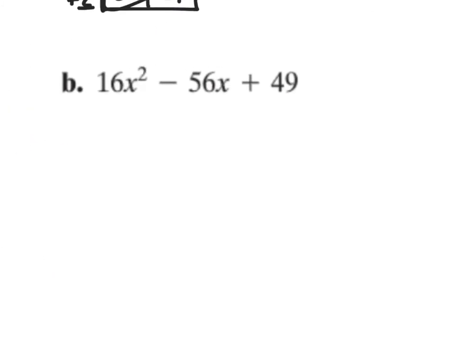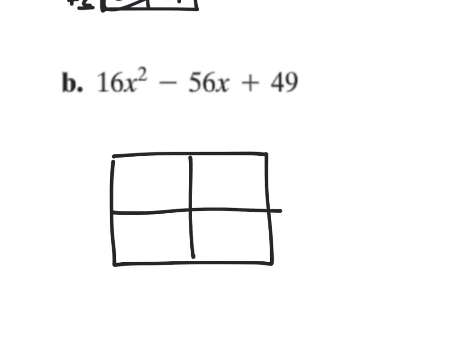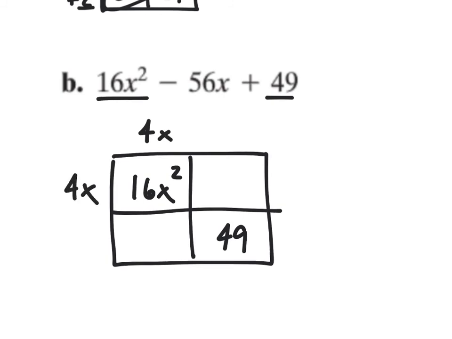All right, take a look at the next one. Here's my box. I'm going to do 16x squared here and positive 49 here. Now notice that 16x squared and 49, 16 and 49, are both perfect squares. So let's do 4x and 4x. They want to multiply to positive 49, but they also need to add to a negative number in the middle. Because this number is negative, I'm going to make both of these numbers negative.